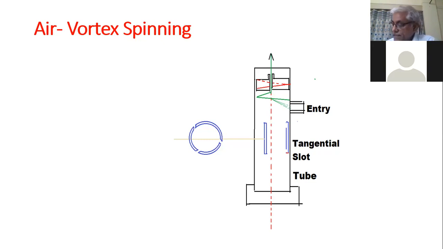So in this case, tangential slots are responsible for creating the vortex, and twisting is also done with the help of this air vortex. And the air stream grabs this material which is coming from the right hand side and transports it upward.